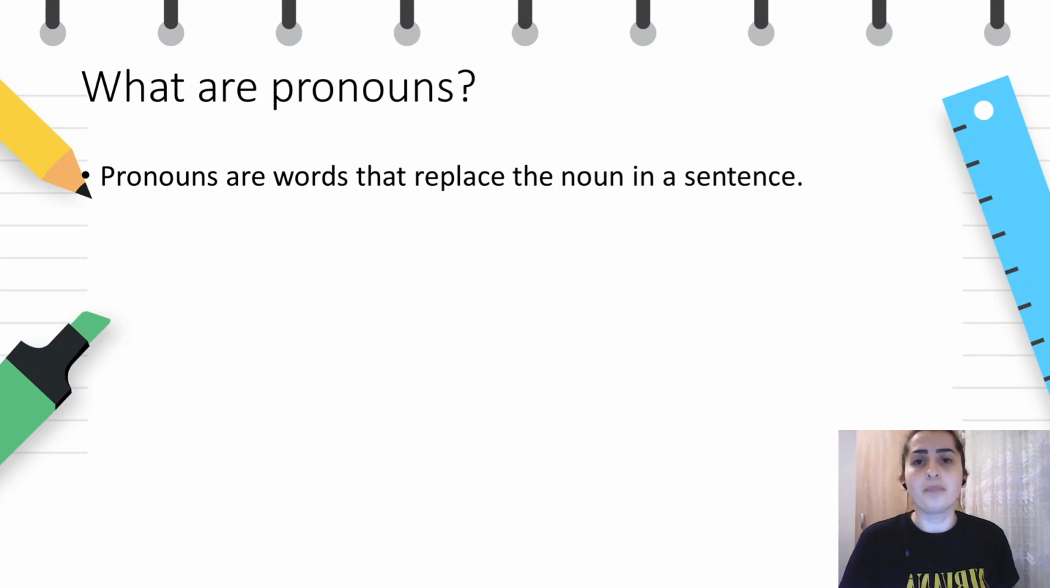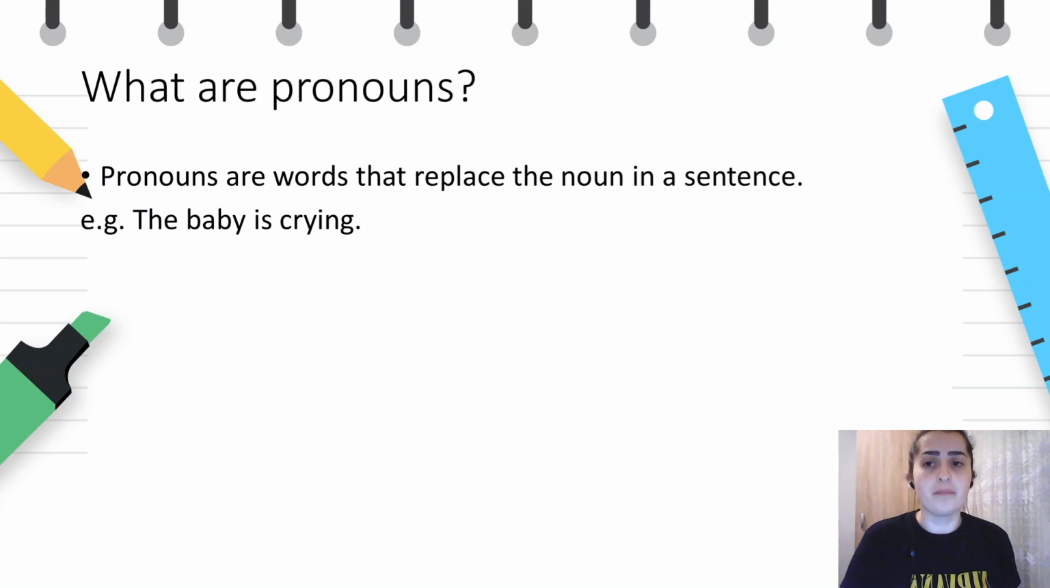First, let's see an example. The baby is crying. In this sentence, do you know which word is the noun?